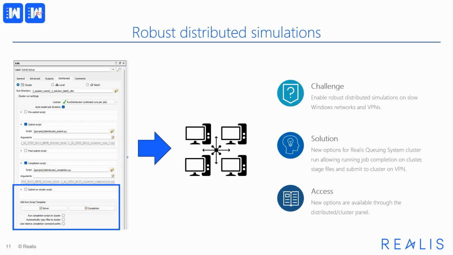Finally, a new option to send a run distribution job to Realis queuing server without running job distribution controller on the submitting node would be of interest to Realis customers working on VPN. In essence, it enables running on corporate networks with tight security requirements where the cluster cannot communicate to the customer's laptop when on virtual private network. The options are available through the distributed panel of RDisk and GUI.